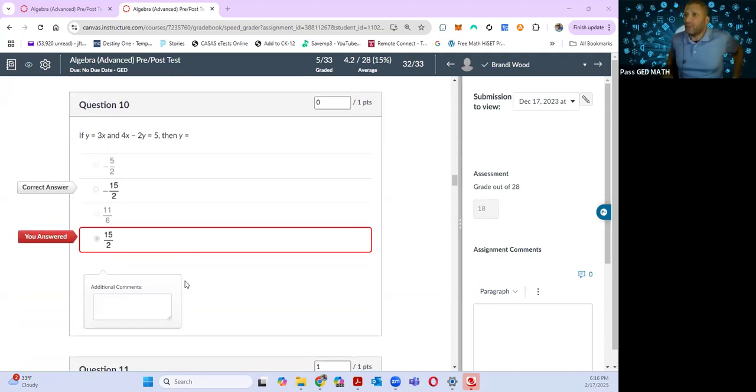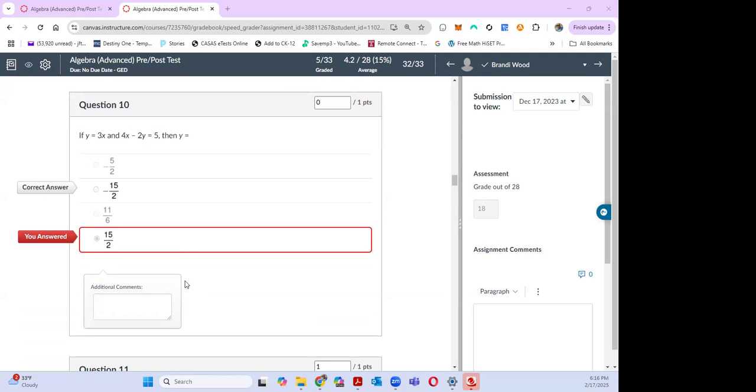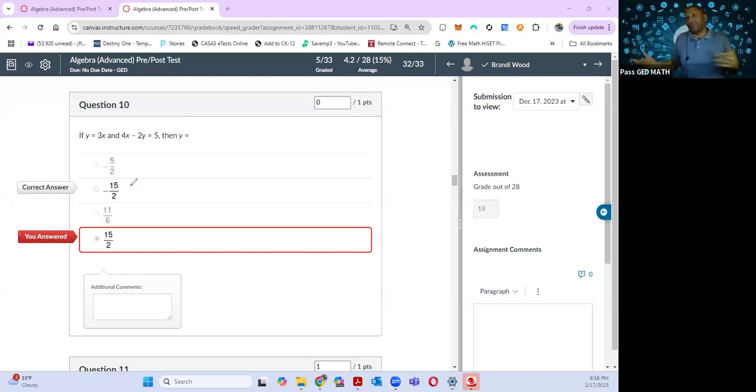Okay. y equals 3x and 4x minus 2y equals 5. Then x equals what? So you're looking at this, like, before I even start, it looks like I don't know how to do this, right? This is what you want to do.